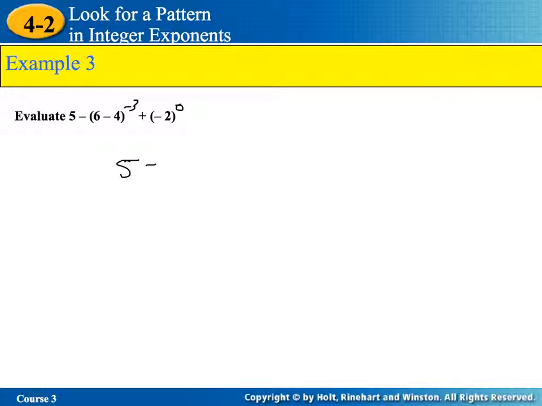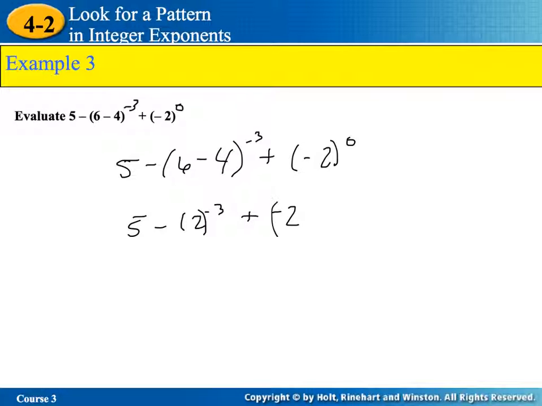Okay, so this is how I started. Very first thing, do what's in parentheses. Don't forget about the negative third. So you take 6 minus 4. What's 6 minus 4? 2. So I have 5 minus 2 to the negative third plus negative 2 to the 0 power.